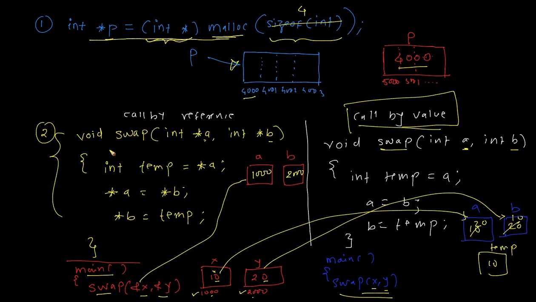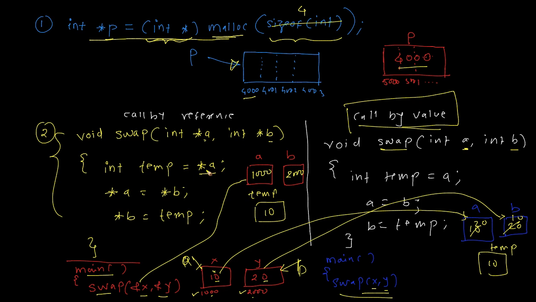Okay, now let's execute this swap. Now A is pointing to x, B is pointing to y. Pictorially, this is A, this is B. So when I say temp is equal to star A, what is star A? This is the dereference operator. This will give us the value at the address in A. What is the address in A? 1000. What is the value at 1000? x. So temp will get x's value, that is 10.